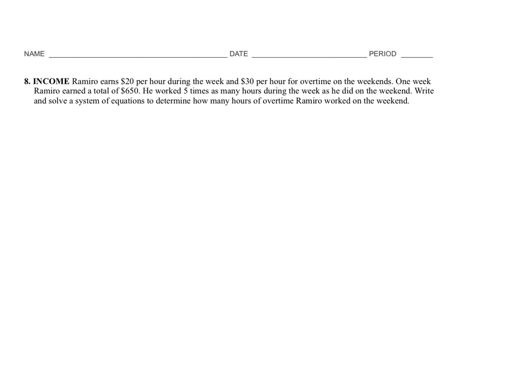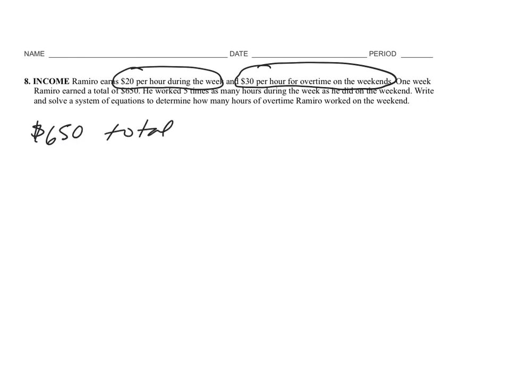So Ramiro, or whatever his name is, earns $20 per hour during the week and $30 per hour for overtime on the weekends. One week he earned a total of $650. So this is his total. He worked 5 times. Does anybody remember what times means in math? So 5 times is like 5x as many hours during the week as he did on the weekend.